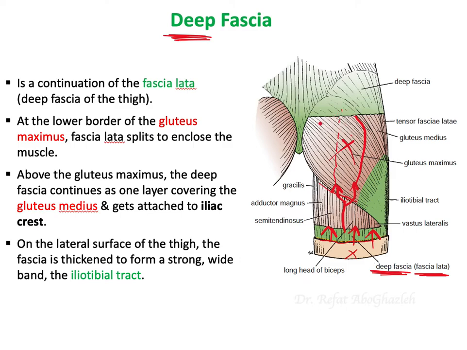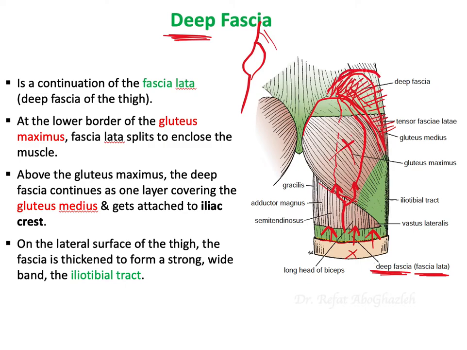The fascia lata is removed just to show you the gluteus maximus. Now, once it reaches the upper border of this muscle, you see this is the border of gluteus maximus, again the layers unite to form one layer to cover another muscle. This is the gluteus medius muscle, so you see the green color. So it was like that, then split to enclose the gluteus maximus, then unite again to be one layer to cover the gluteus medius, and all the way until it reaches the iliac crest.